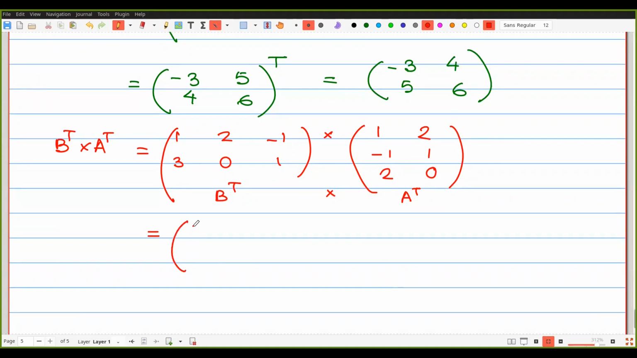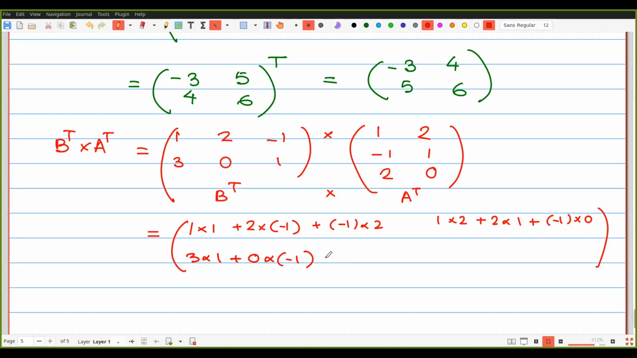So 1 cross 1 plus 2 cross minus 1 plus minus 1 into 2. 1 cross 2 plus 2 cross 1 plus minus 1 into 0. 3 cross 1 plus 0 into minus 1 plus 1 into 2, and 3 cross 2 plus 0 into 1 plus 1 into 0.